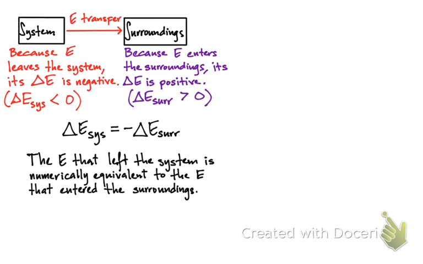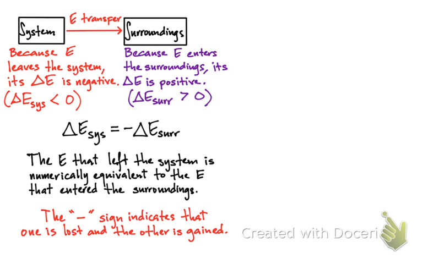Mathematically, the delta E of the system is numerically equivalent to the delta E of the surroundings. The only difference here is the negative sign. This negative sign indicates that the energy is being released or given off, and the other receives or absorbs it.